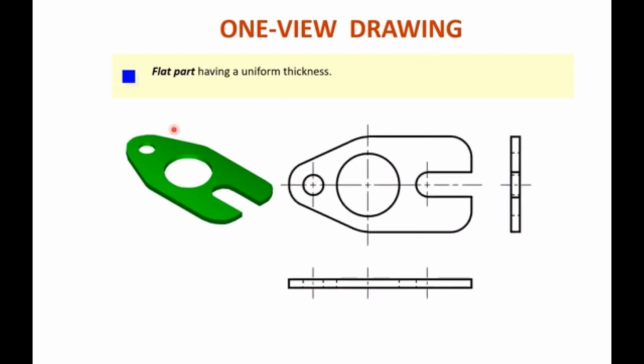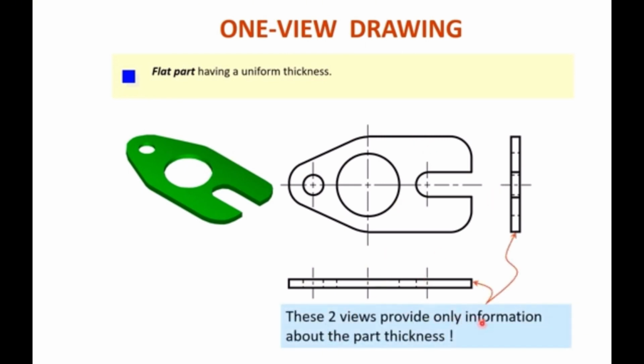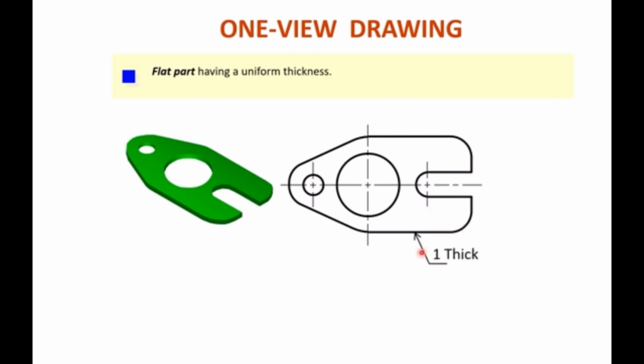Here you can see, when you see from the top view, you will see this bigger hole, this semicircle, and when you see from the front side and the right side, we almost get all the dimensions. From the top view, instead of drawing the thickness, we can just mention the thickness. Here, these 2 views provide only information about the part thickness, so we can omit them as unnecessary. We will draw only one view and mention the thickness of this object, which is 1 inch thick. So this is a 1 view drawing.